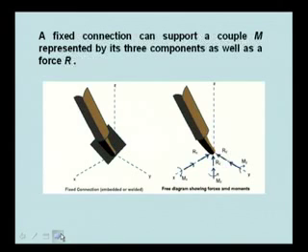A fixed connection can support a couple M represented by its 3 components as well as a force R. So force R is provided and the couple is also provided. The couple can have 3 components, so this is Rx, Ry, Rz, Mx, My and Mz. So you have to know what the reactions are on this object. If you make the free body diagram, you must know not only the applied forces but also the reaction forces which the other body supplies because of the interaction of that object with the other body.